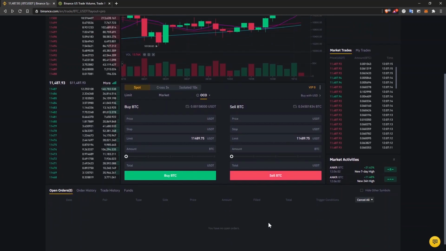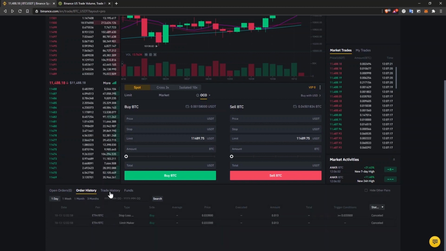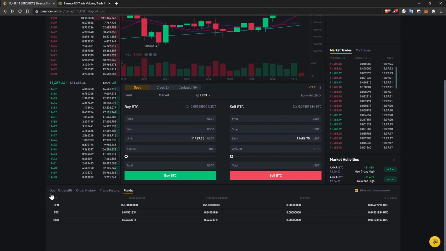But before that, down here, the last section is where you can see your open orders, your order history, your trade history, and your funds available. So you can see I have some rent, some Bitcoin, and some BNB available in this account. That means I can only trade these funds. So I cannot trade with USDT or Ethereum or anything else. When you have a spot account, you can only trade whatever you have in your wallet, in your account.